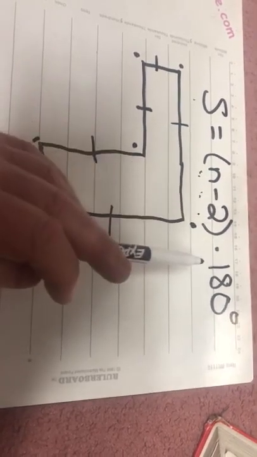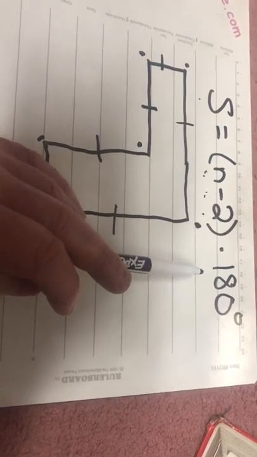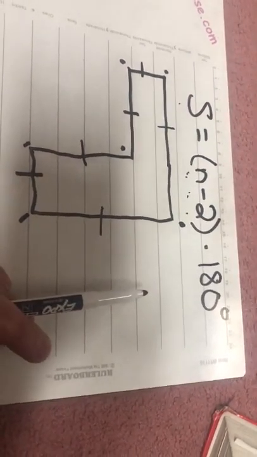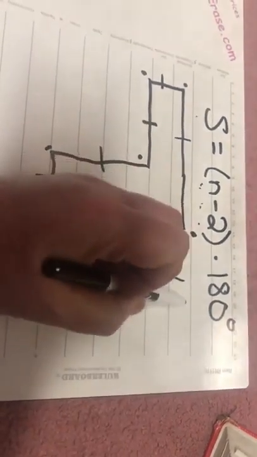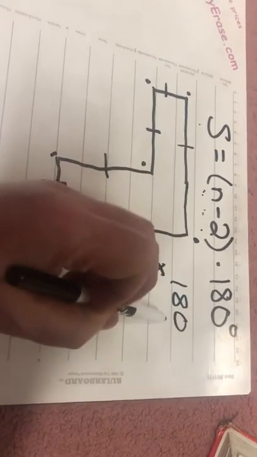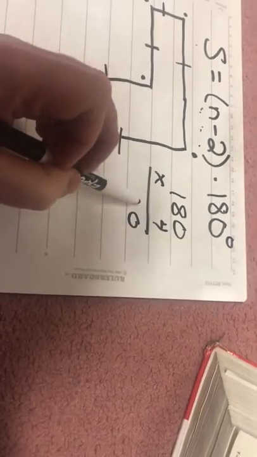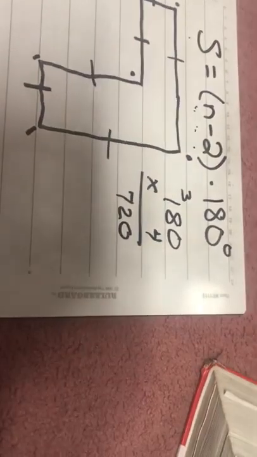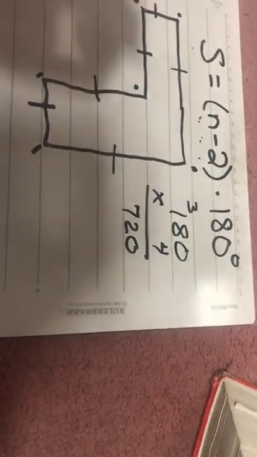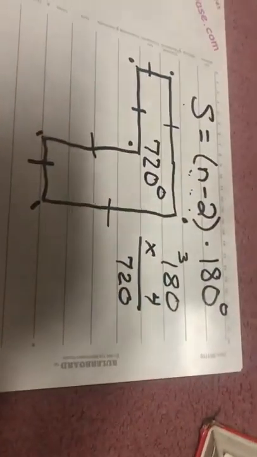Then I'm just going to take 4 and multiply it by 180. You can just plug it into your calculator, but I'll go ahead and just do it right here. 4 times 0 is 0. 4 times 8 is 32. Put the 2 down, carry the 3. 4 times 1 is 4, plus 3 is 7. 720 degrees. This polygon has 720 degrees. So that's not too difficult.